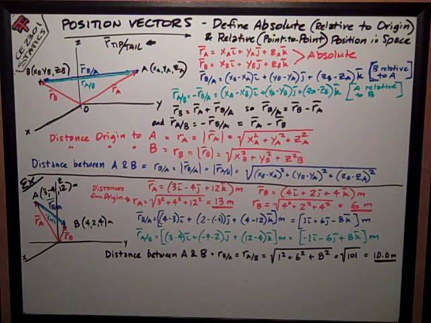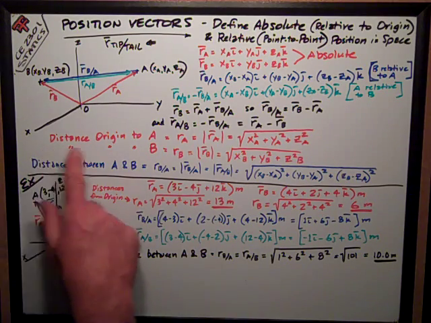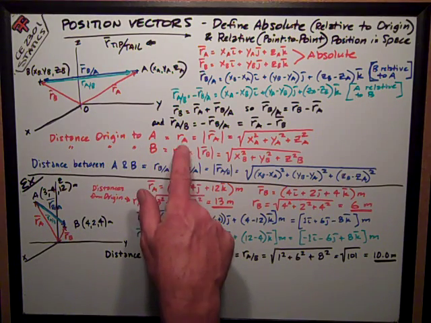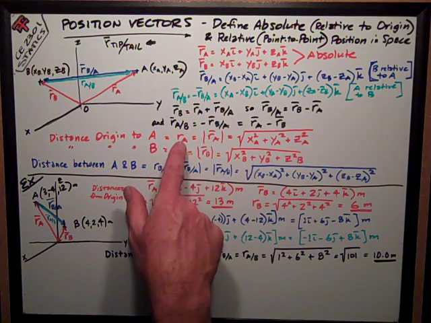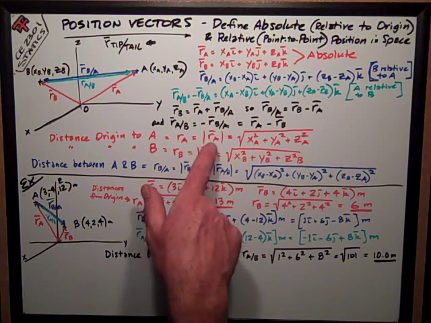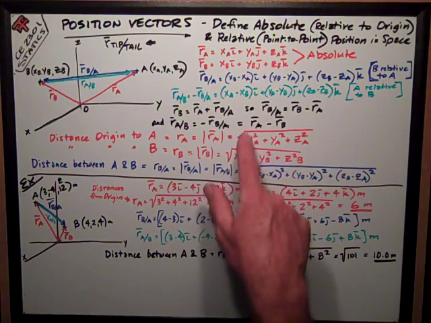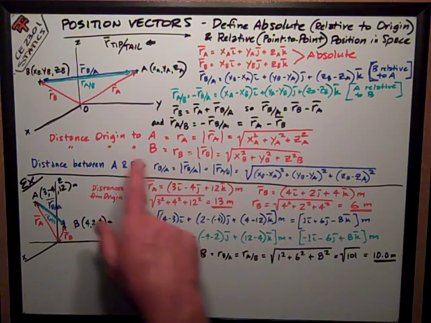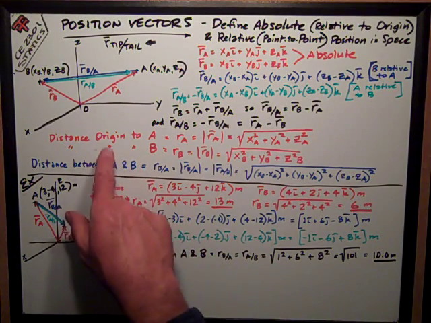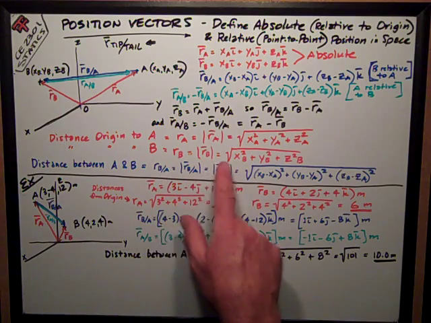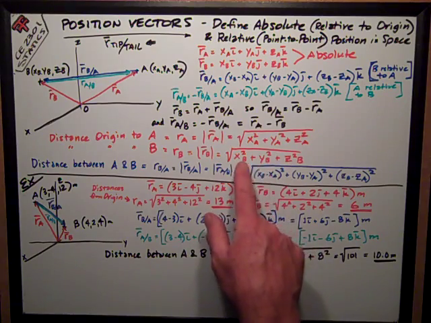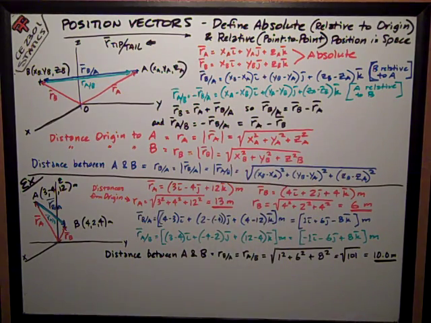Okay, one of the big things we want to know from position vectors are the distances. So I can determine the distance from the origin to point A by figuring the scalar magnitude of vector RA. That's really just the square root of the sum of the squares, x squared, y squared, and z squared. Same thing for B. The distance from the origin to the point B is the square root of the sum of the squares of the three components of RB.